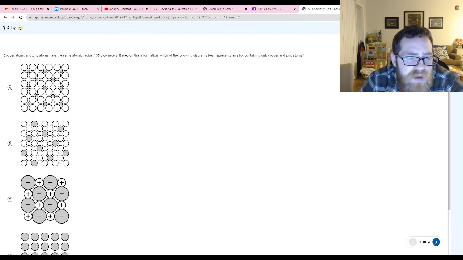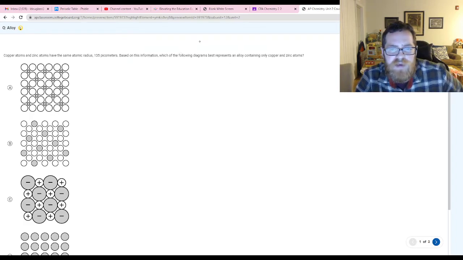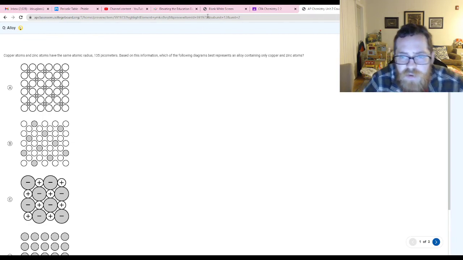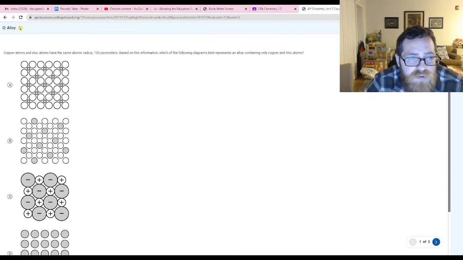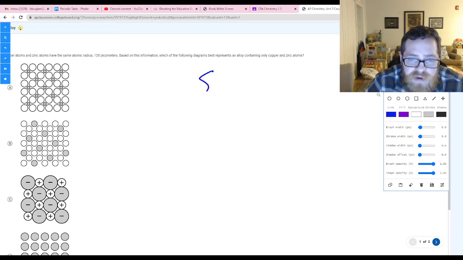So, copper and zinc atoms have the same atomic radius. Based on this information, which of the following diagrams best represents an alloy containing only copper and zinc? Let's go through and see why each of these is right or wrong. First off, with the same radius, we are going to be looking at a substitutional alloy.